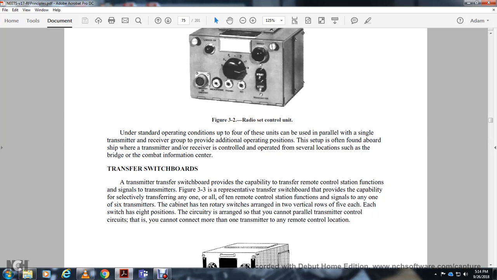Transmitter transfer switchboard. The transmitter transfer switchboard provides the capability of transferring remote control station function signals to a transmitter. Figure 3-3 shows a representative transmitter transfer switchboard, which provides the capability of transferring any one or all of 10 remote control station function signals to any of 6 transmitters. The cabinet has 10 rotary switches arranged in 2 vertical columns of 5. Each switch has 8 positions, with circuitry arranged so that they cannot parallel transmit control. The circuit cannot connect more than one transmitter into any remote control location.